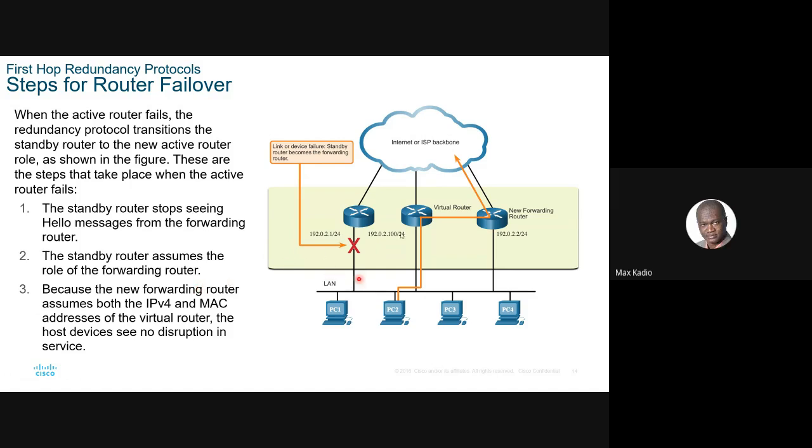Okay. So there is a configuration for that. This virtual router is not a physical one. In fact, it doesn't exist. It's only a config so that if the main one fails, the other one will take over.